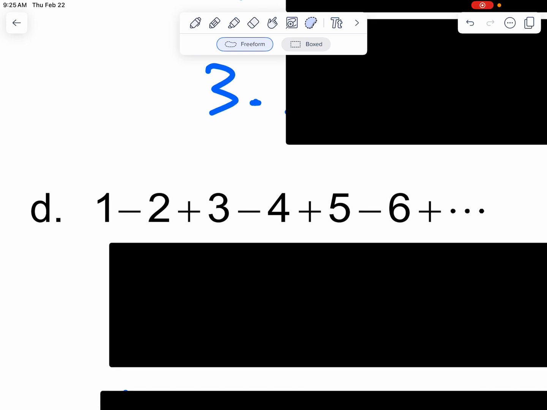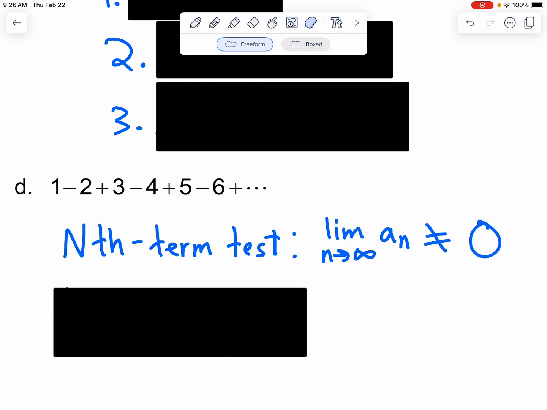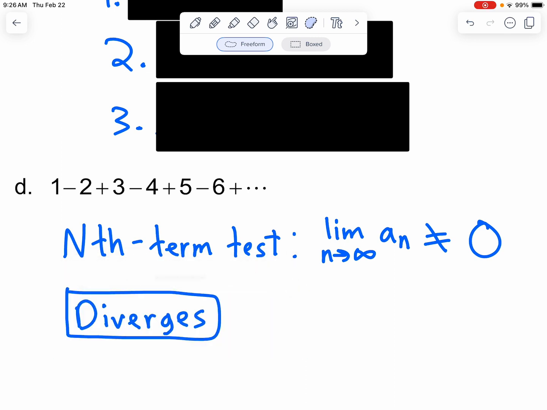Even though this is also an alternating series, I don't have to use anything new to determine whether or not this will converge or diverge because we have learned our old friend, the nth term test. The limit of the sequence here as n goes to infinity is not going to be 0. And if we recall, this has to be a prerequisite for convergence. And so because the terms themselves are not approaching 0, we know that this series will diverge.